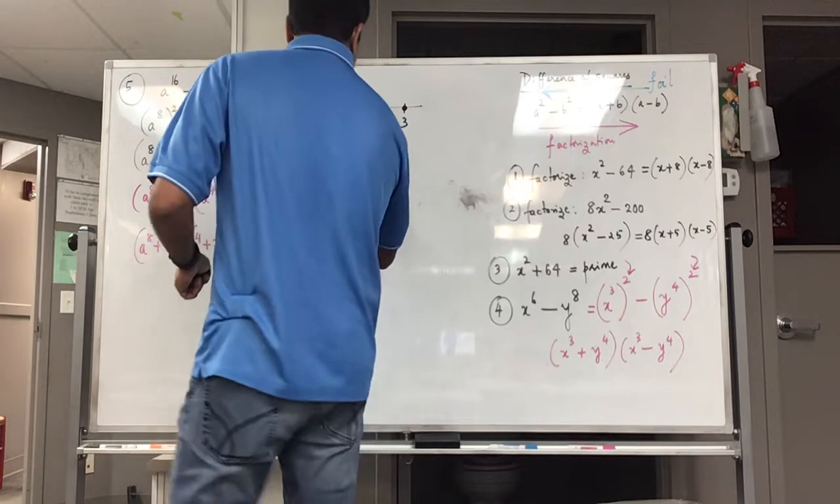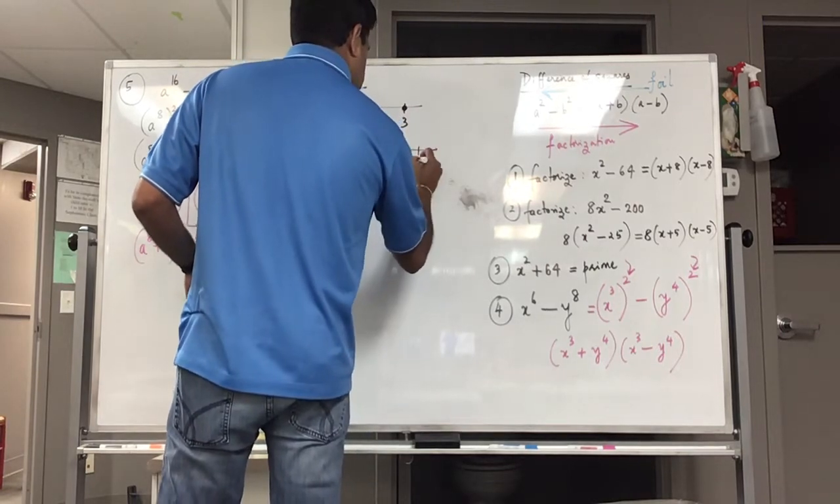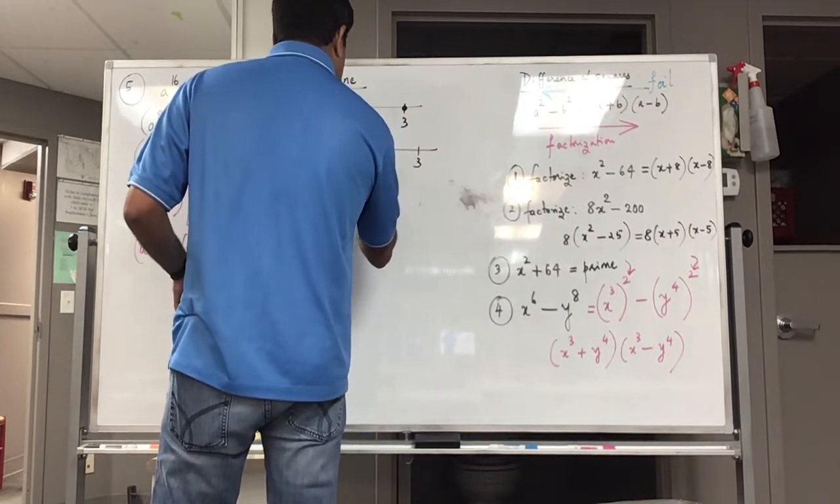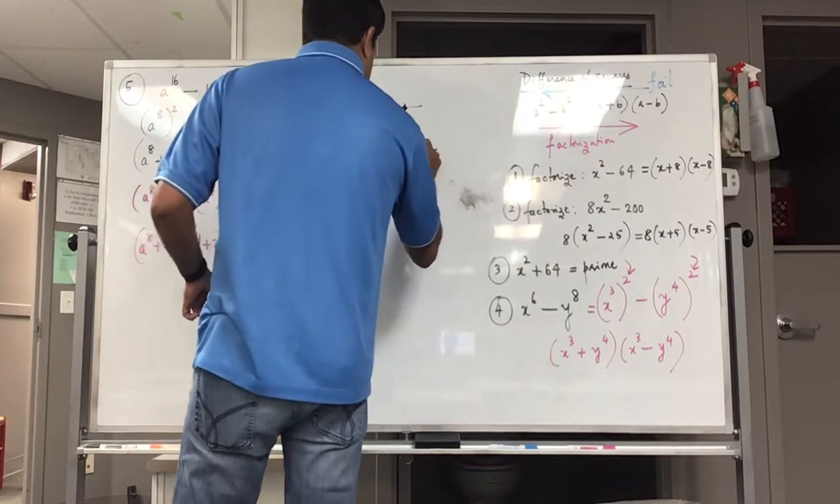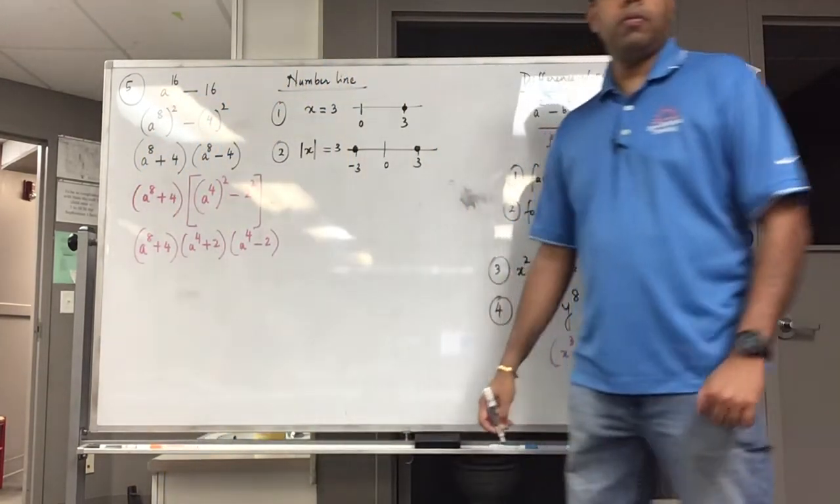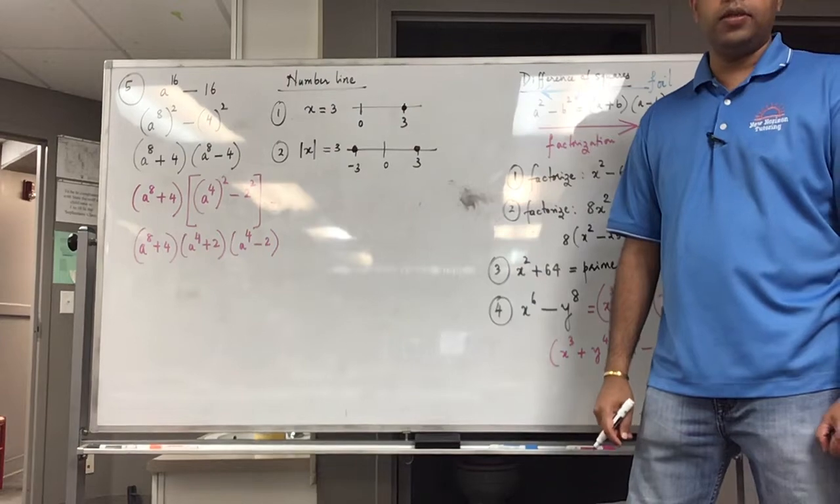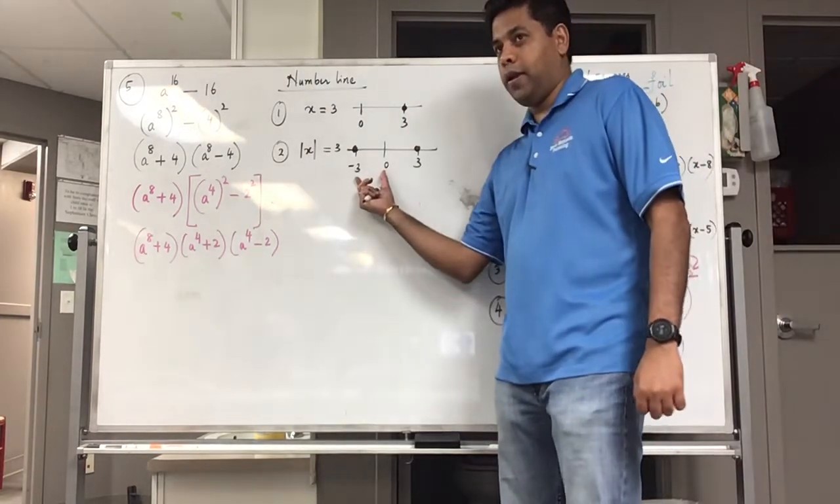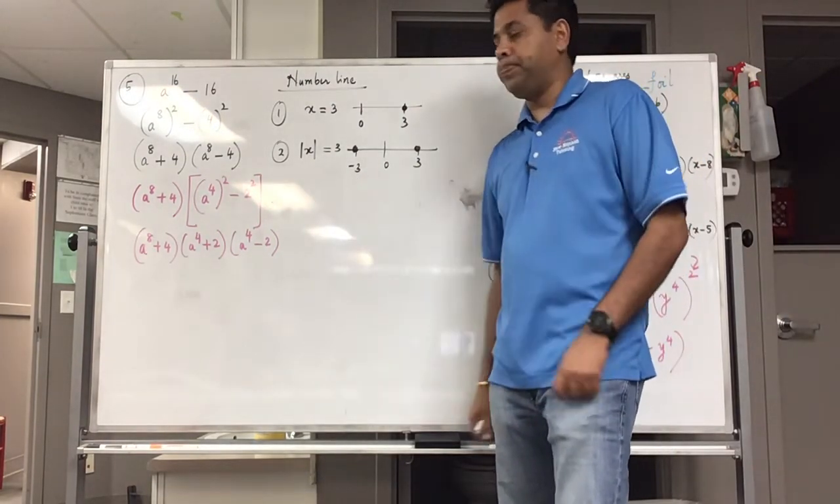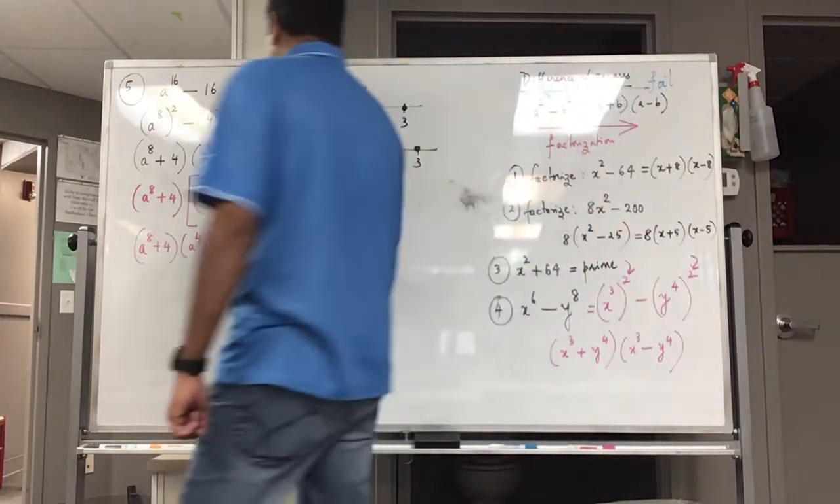But when I remove the absolute sign, then you can have plus 3 or minus 3. Make sense? Distance is 3. That's called absolute. Next.